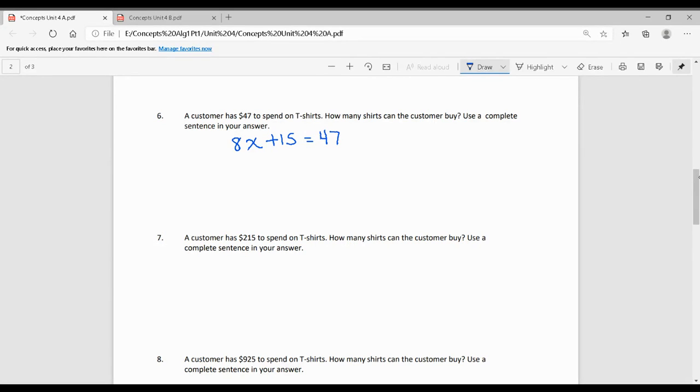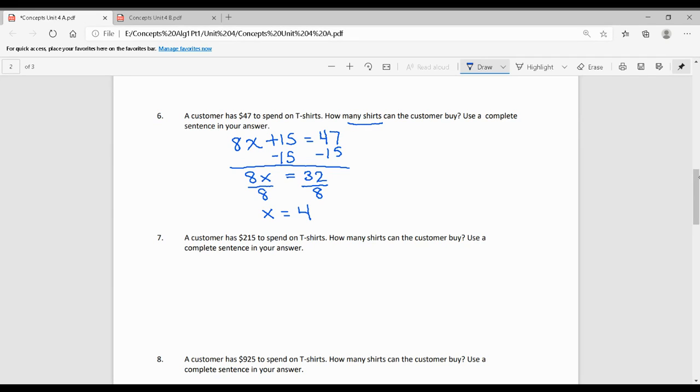And how do I solve this equation? The first thing to do, like Jake said, is to subtract. Now we have 8x. The 15s cancel. 47 minus 15 is 32. And how do I undo 8 times x? Just like Jordan said, I need to divide by 8. So x equals 4. So what does that 4 represent? The question is how many shirts?